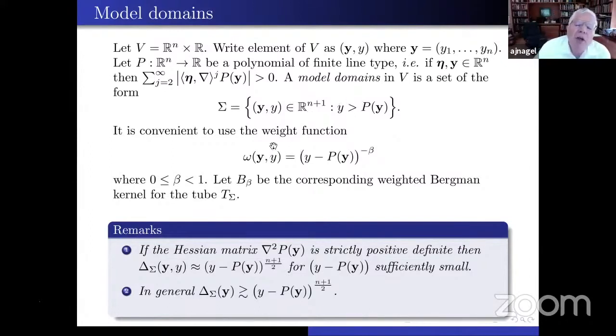I'm going to this time use weight functions which are the height above the boundary to some power minus beta. And I'm going to let b sub beta be the corresponding weighted Bergman kernel. I should point out here, I'm not taking the volume of the minimal cap, but if the Hessian is strictly positive, that is, if I'm dealing with something with non-vanishing Gaussian curvature, then the volume of the minimal cap is just this height raised to an appropriate power, and one sees that beta less than 1 corresponds to alpha less than 2 over n plus 1, as we had before.